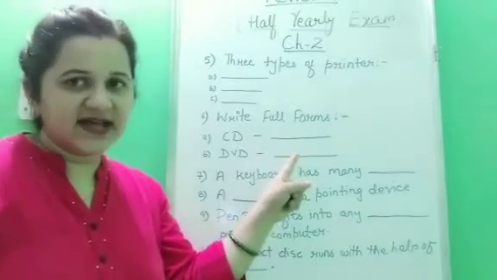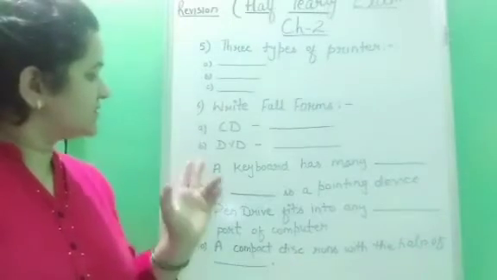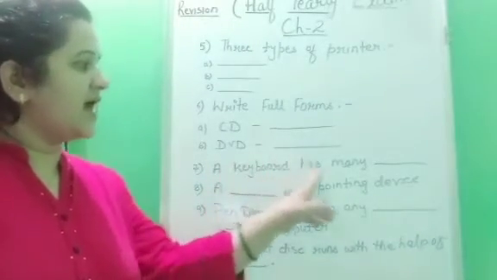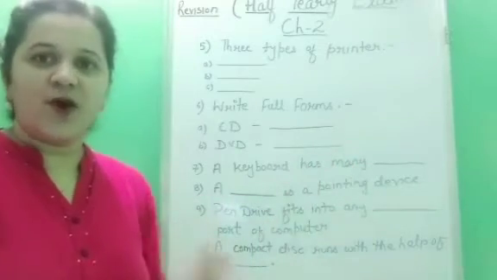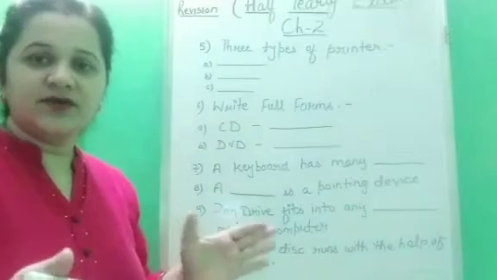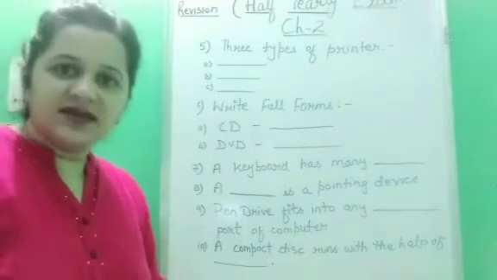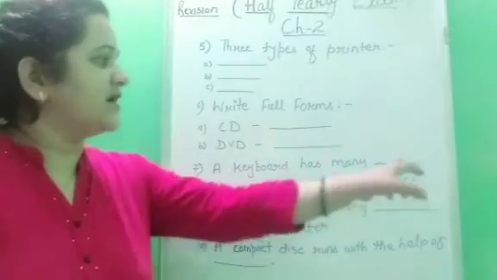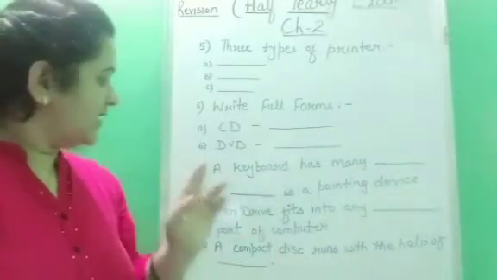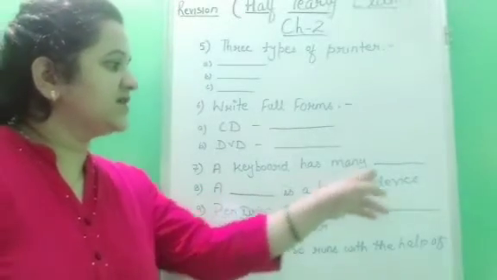Versatile, V-E-R-S-A-T-I-L-E, versatile, D-I-S-C, disc. Okay children, so the next question, question number 7 is, a keyboard has many dash. Now children, you all have seen the keyboard. Now what is there in a keyboard? What can you see? Yes, it has many keys. Okay, so you will write down K-E-Y-S, keys here. Now come to the 8th question. A dash is a pointing device.